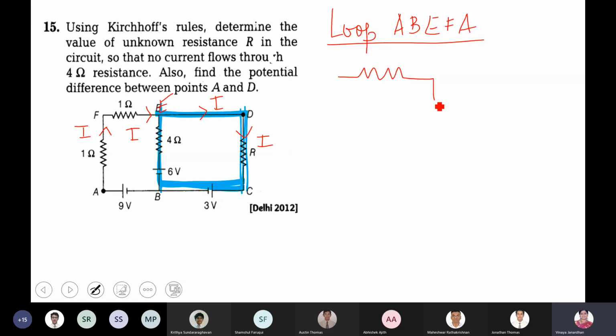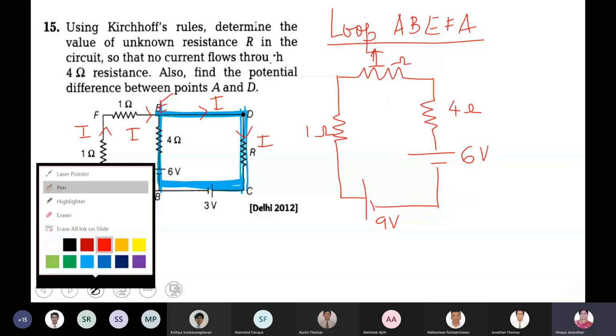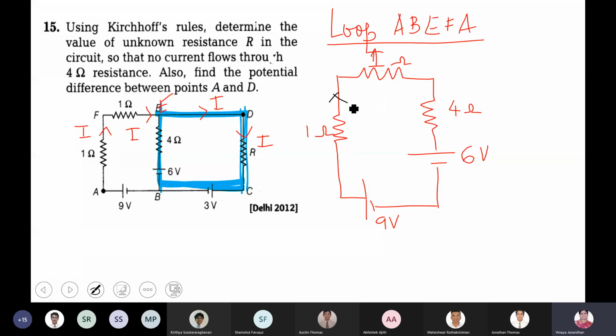Draw the loop separately, boys. So you have 4 ohm resistor. So 6 volt, 4 ohms. This is 1 ohm, 1 ohm, 9 volt. So let me put the direction of the current. So I and I. So the current through the 4 ohm resistance is 0. So I can apply loop rule.